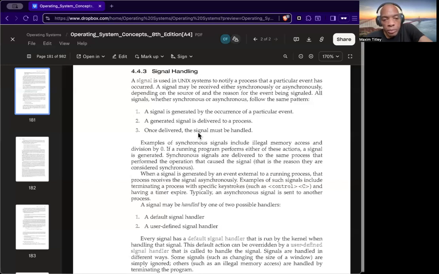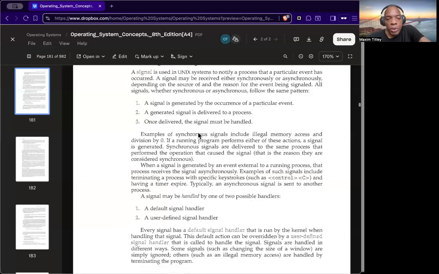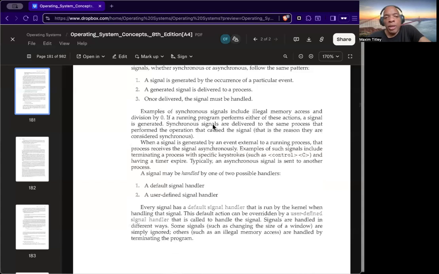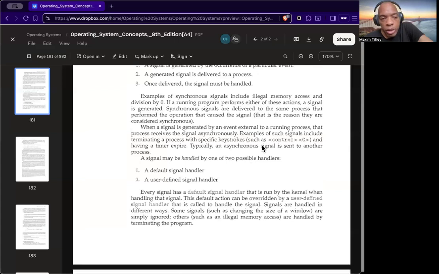Now, things that can cause a signal to come up could be things like illegal memory access or arithmetic errors. Hopefully we don't have these things too often, because many programming environments actually check for them. But these signals are delivered to the same process that performed the operation that caused the erroneous situation, right?